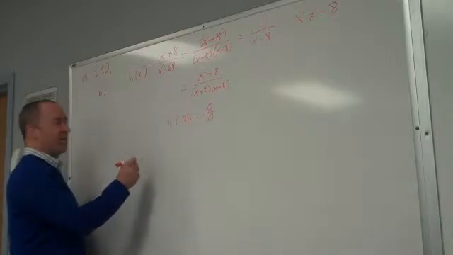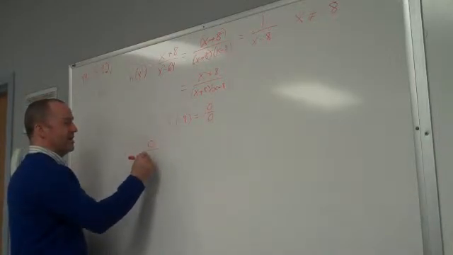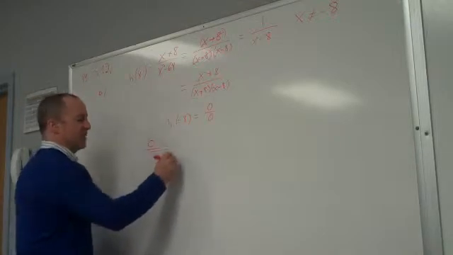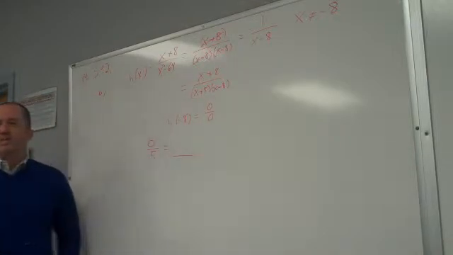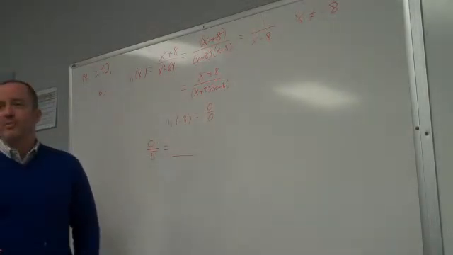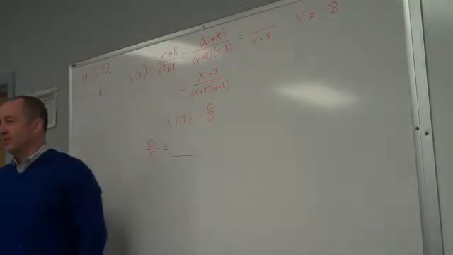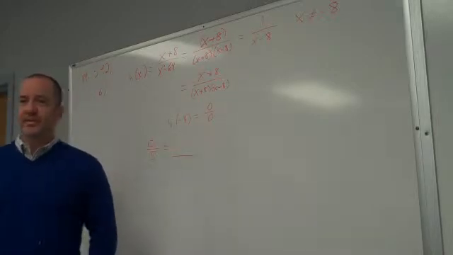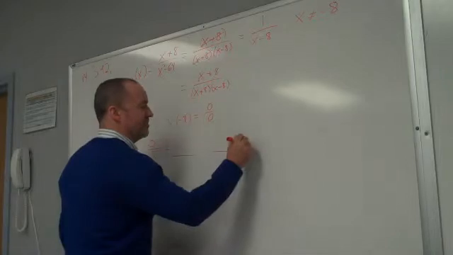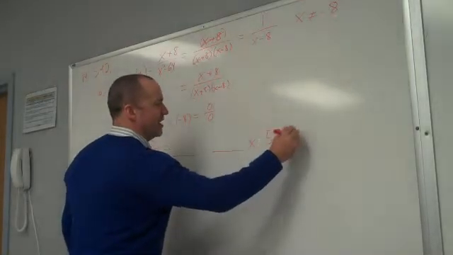Here's why 0 over 0 is not a problem. 0 over 5 equals blank. Don't answer this. I don't care about the answer. I care about what this means. Fraction bar represents what operation? Division. What's the inverse of division? Multiplication. So all this can be rewritten as a statement, blank times 5 equals 0.